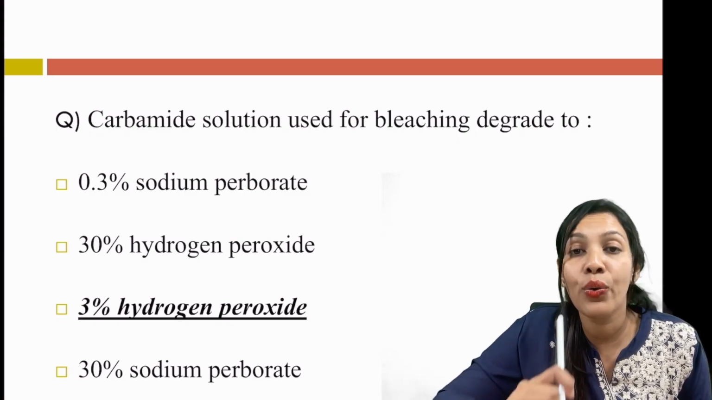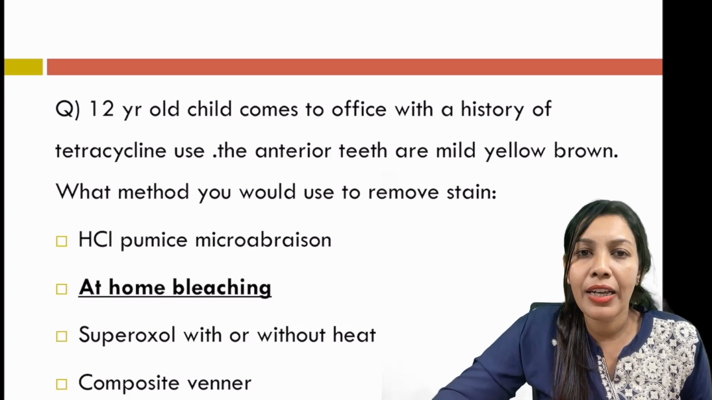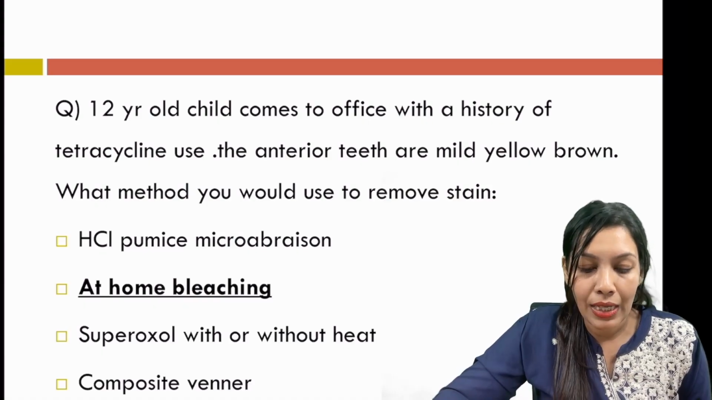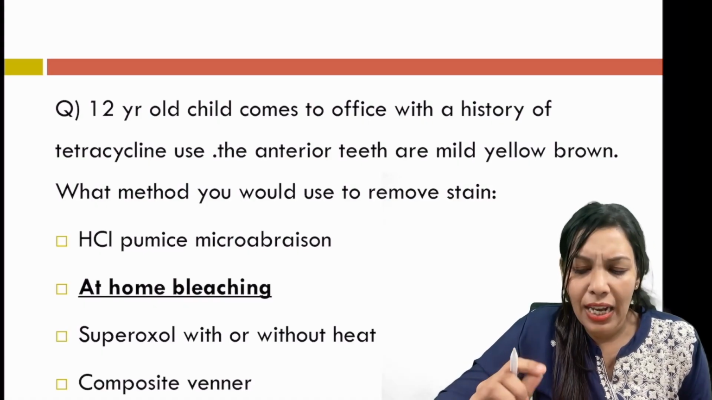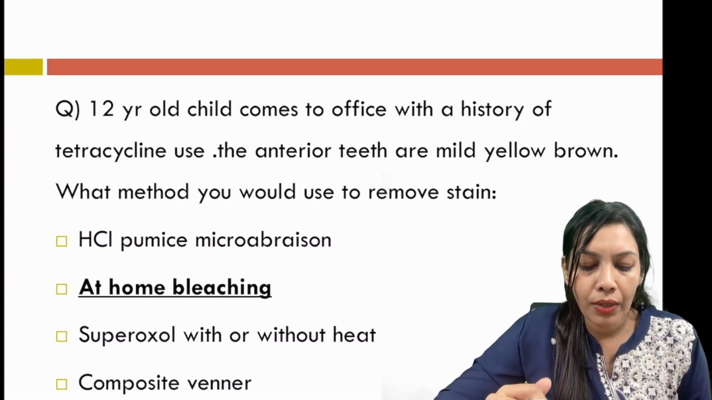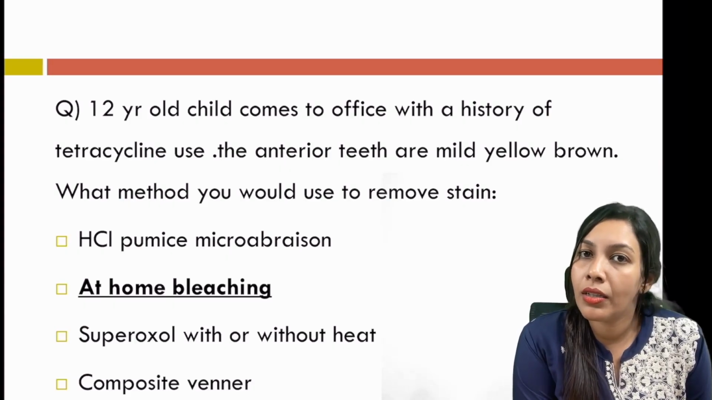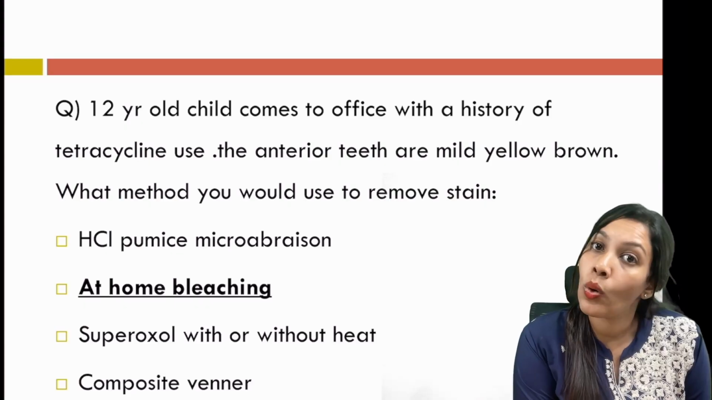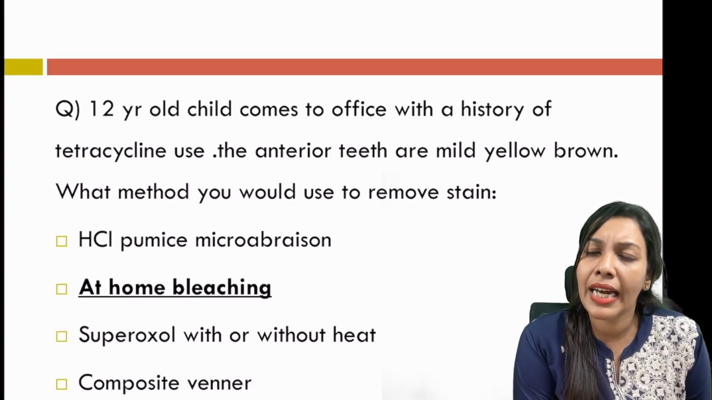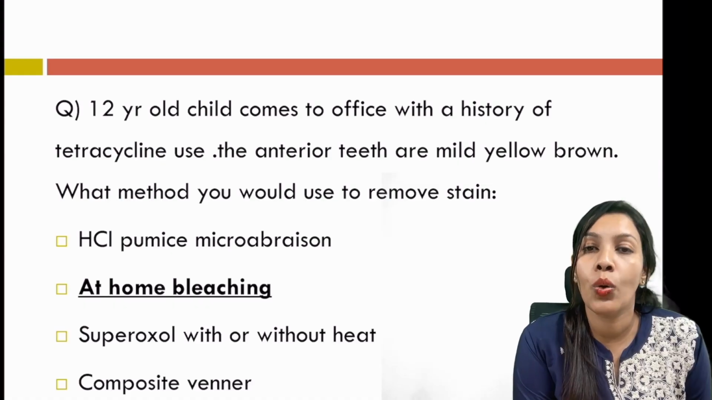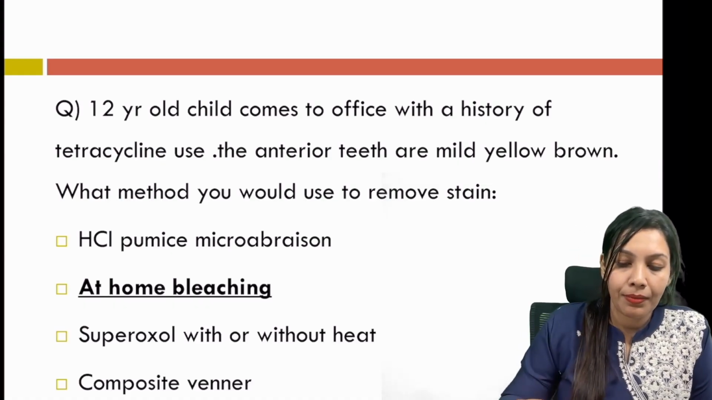Understood. A 12-year-old patient comes to the office with a history of tetracycline use. The anterior teeth have a yellow color. What method would you use? We know that there are two types of bleaching, in-office and home bleaching. Tetracycline stains are not mild stains, they are moderate to severe stains, so they need more exposure. That is why we will be giving at-home bleaching agents.